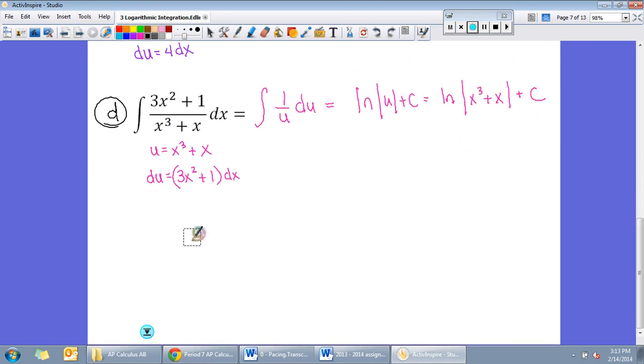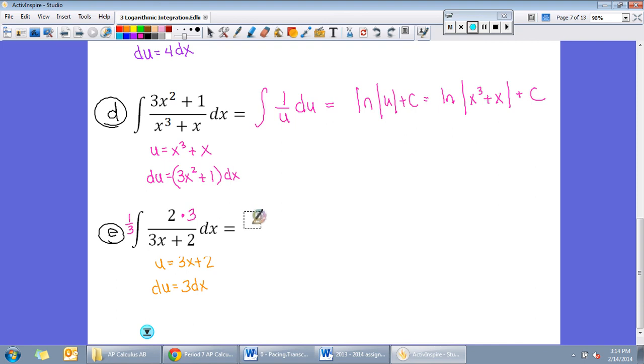Our fifth and final example, we have the integral of 2 over 3x plus 2. So like the other two previous examples, we're going to make our denominator u, and then our du is going to be 3 dx. Well, we don't have a 3 on the numerator, we have a 2, so we're going to have to multiply by 3 and multiply by 1/3.